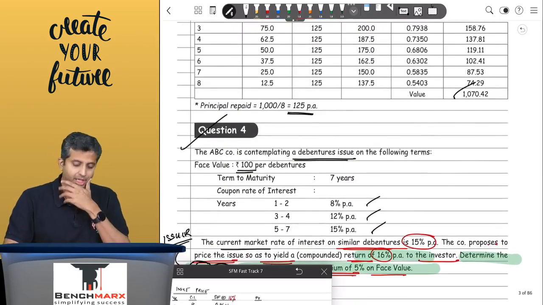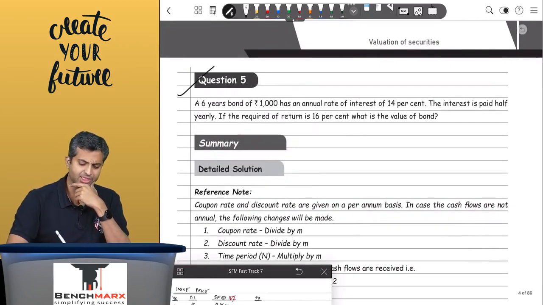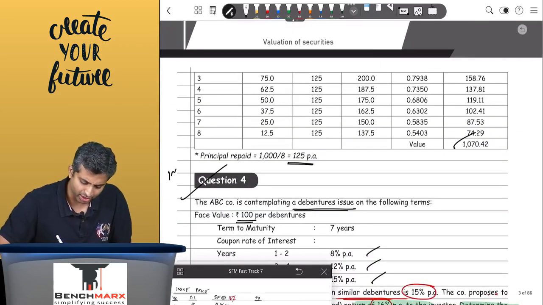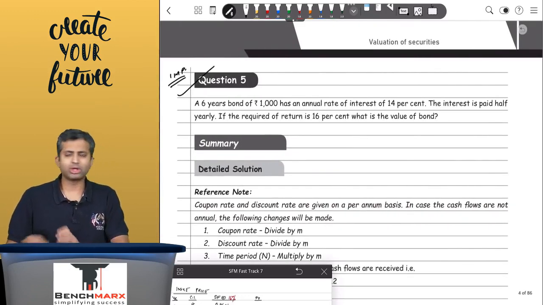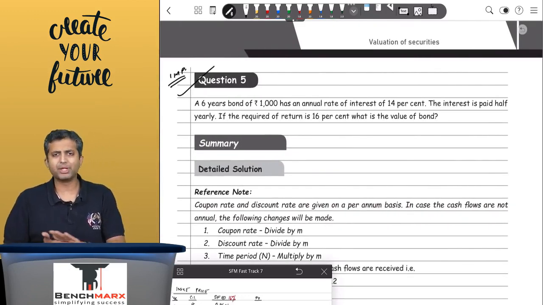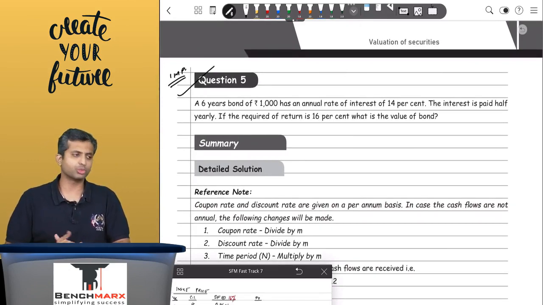Perfect. So this is question number 4. Next you go to question number 5. This I can consider that you rate it as important. Even question number 4 you can treat it as important to some extent, because here you have to select the discount rate consciously. Achha, question 5 is a bond where there is a bit of work to be done.